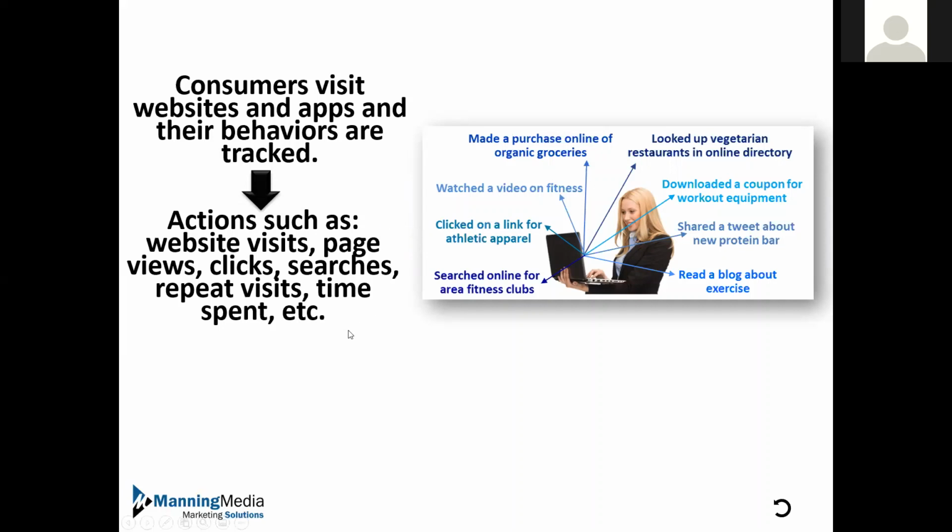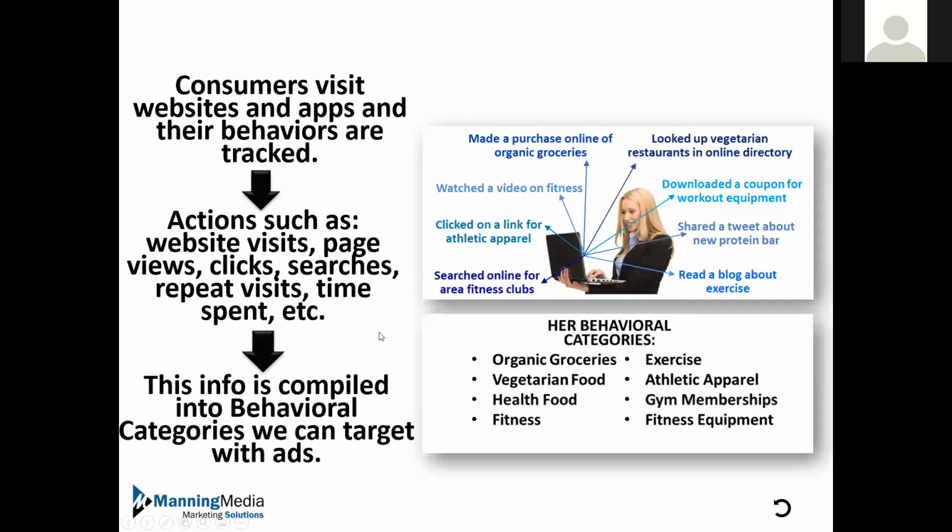the pages that she's visited, the page views, the clicks, the searches, how much time she spends there. If she goes back, perhaps she's going back to another website to read a blog about exercise. So this information is then compiled into a behavioral category that we can target with these ads. So from all of this activity, we can understand that her behavioral categories most likely fall within organic groceries, health food, gym memberships, fitness equipment.